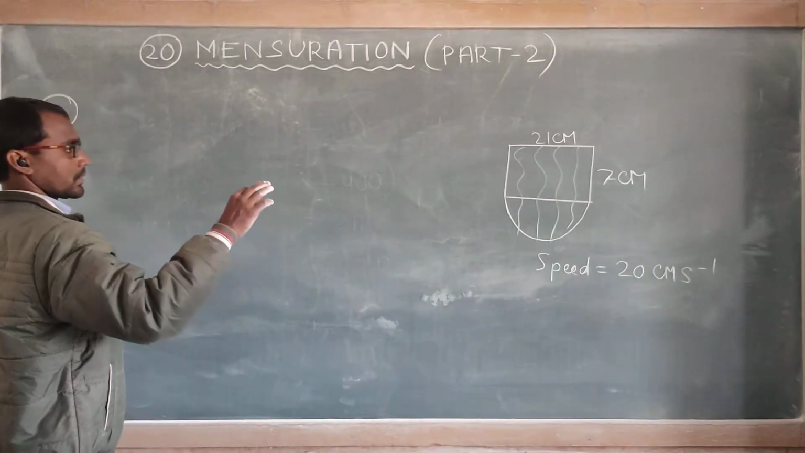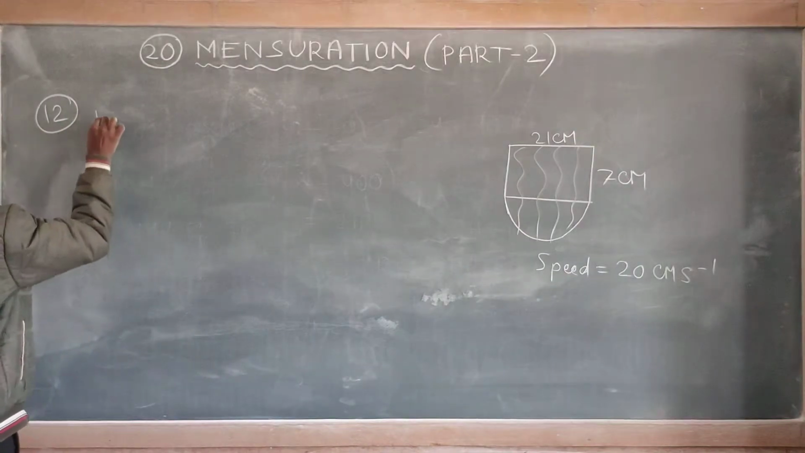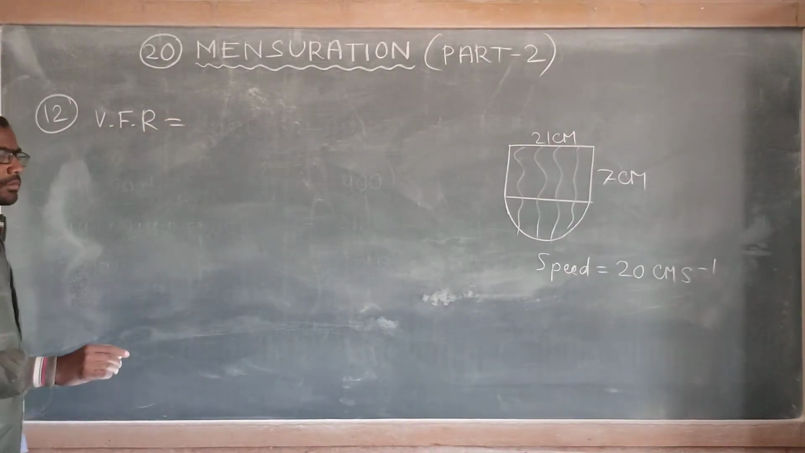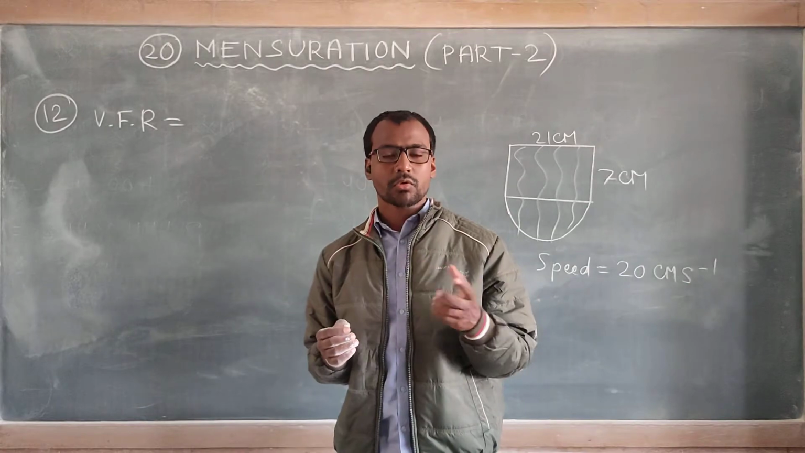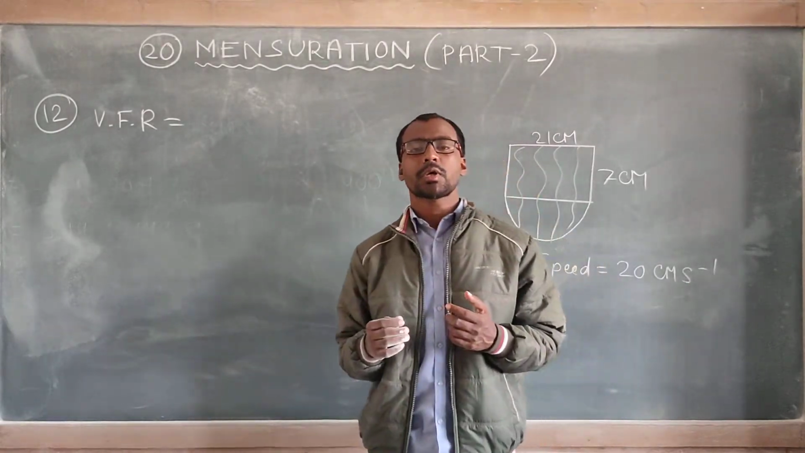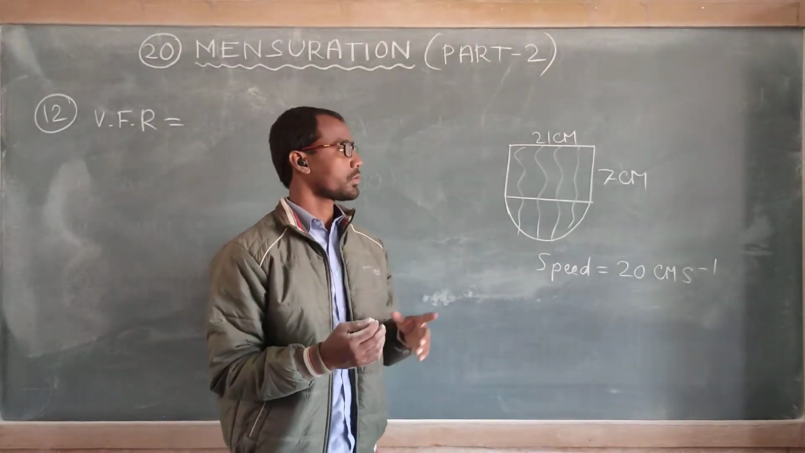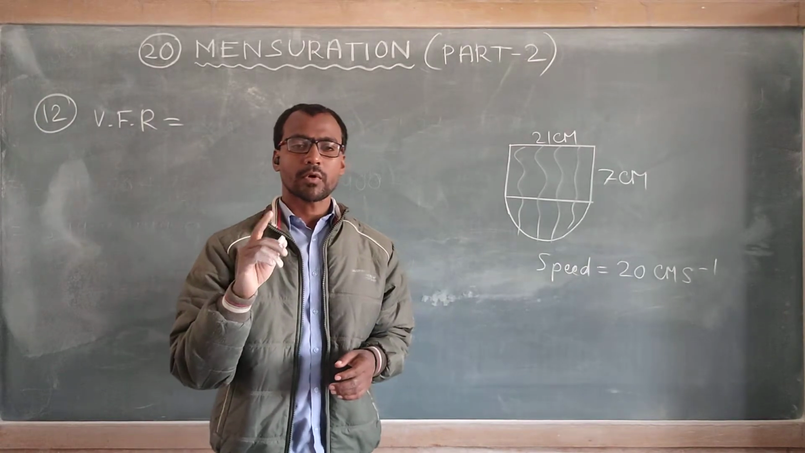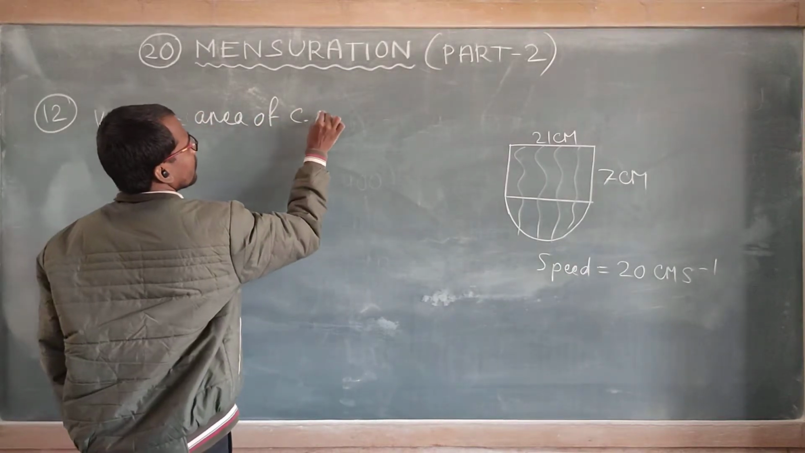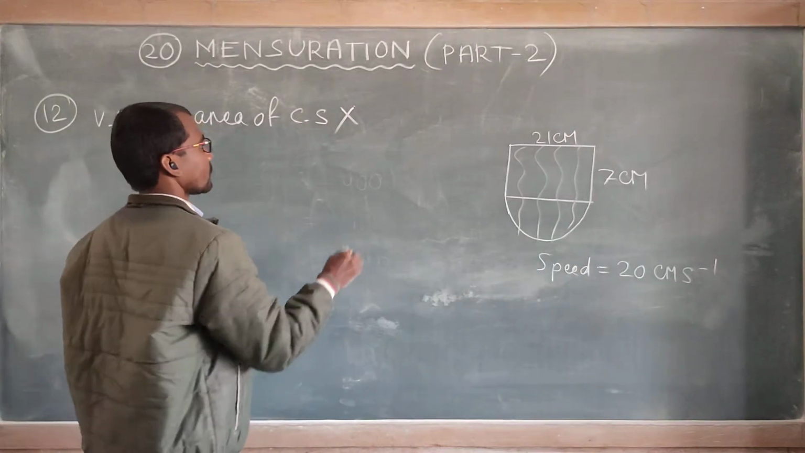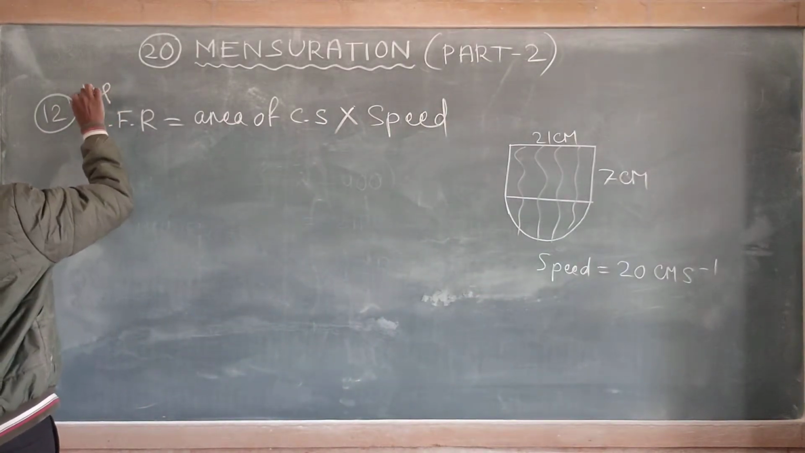Now the formula, this is related to class 9. I have given the formula for volume flow rate. In short, we write VFR, volume flow rate, means the volume of water or liquid that passes through a pipe or such a channel having uniform cross section in unit time, means in 1 second. That is called volume flow rate. And this formula is area of cross section of the pipe or channel into speed. Remember this. This is important. I gave it in class 9 also.